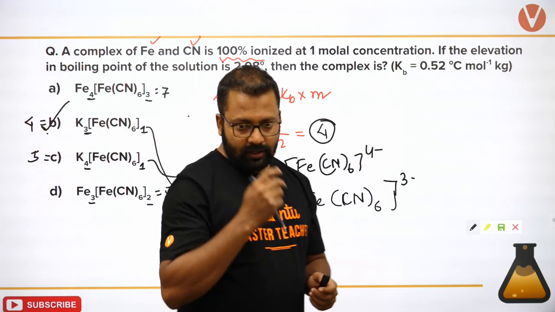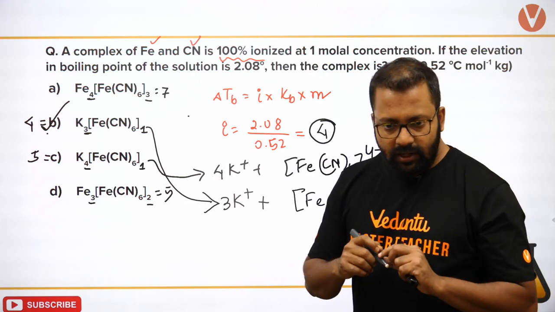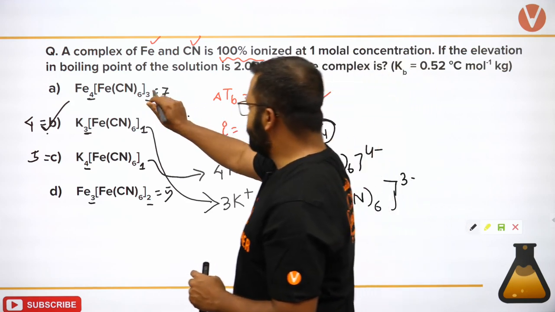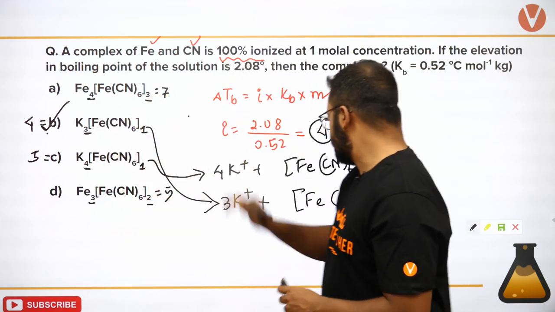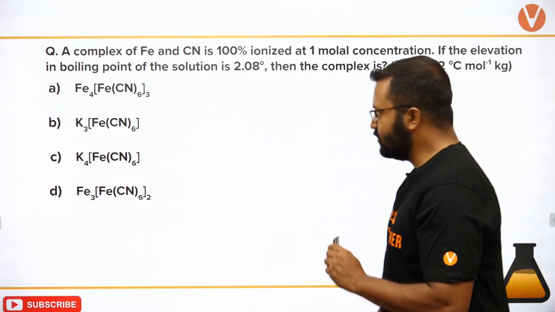ओके, सो अनुष्का, I did not read 3 in the first complex. Yeah, you should have read. So the first complex is giving out 7 ions. I hope this is clear. Let's go on to the next question.